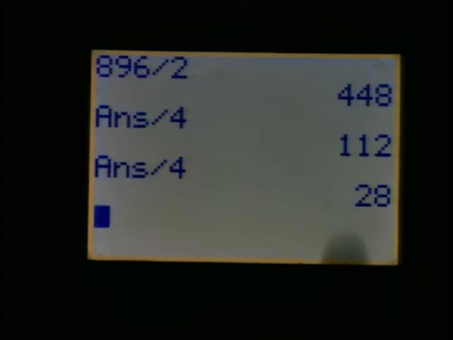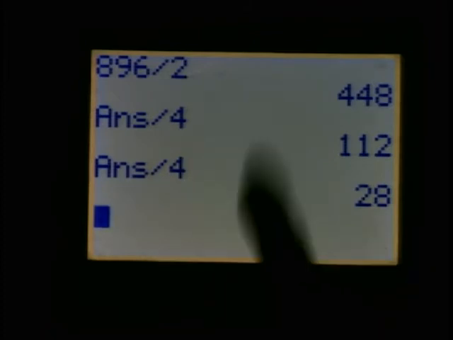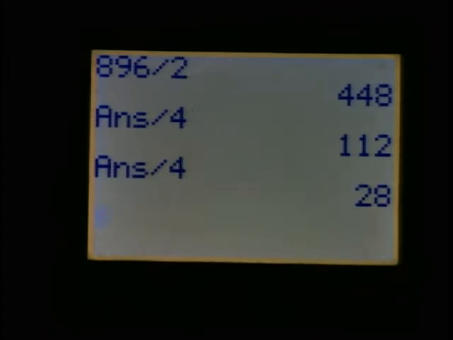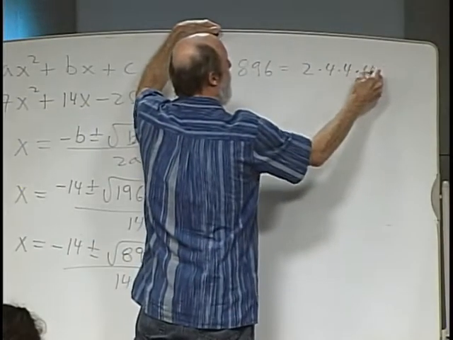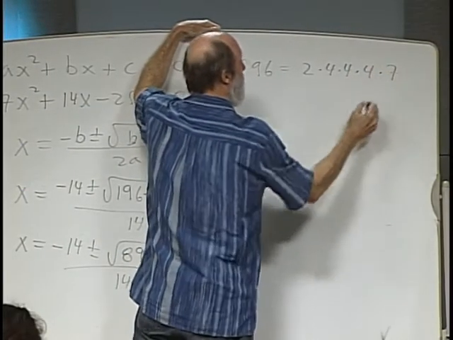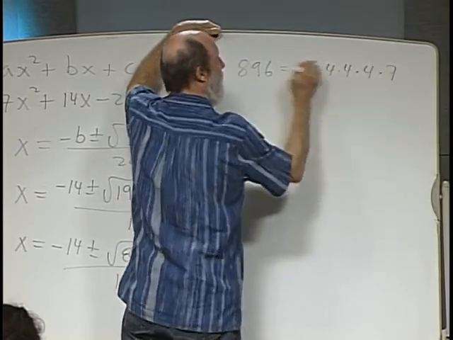So leaving that stuff very easily with your calculator, folks. If you leave that stuff there on your calculator screen and then you come back up to your paper, on the side, you could take 896 and write down that that's equal to 2 times 4 times 4 times 4 times 7. Here's the 28 right there.